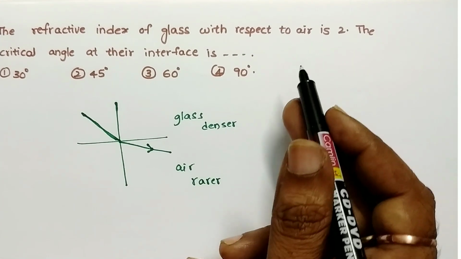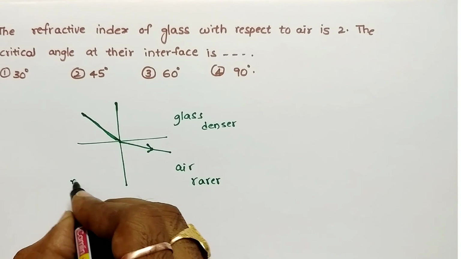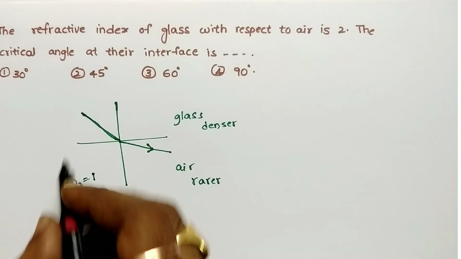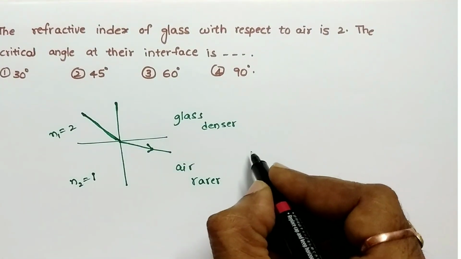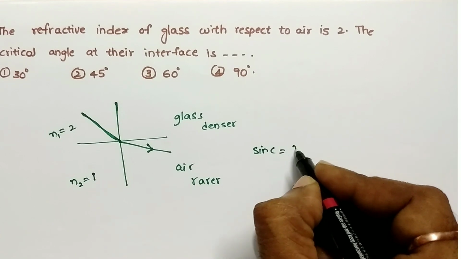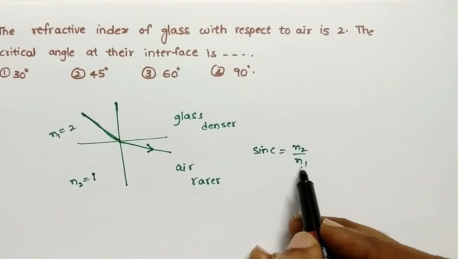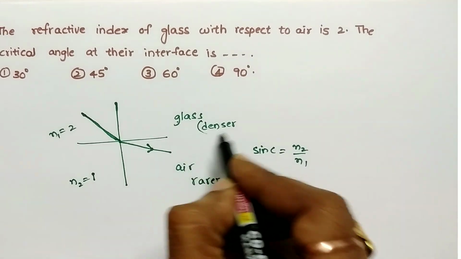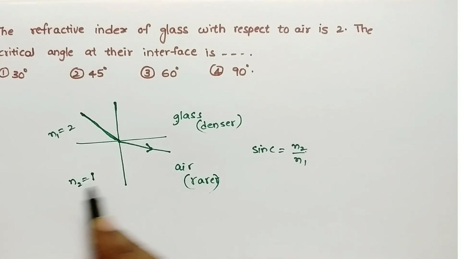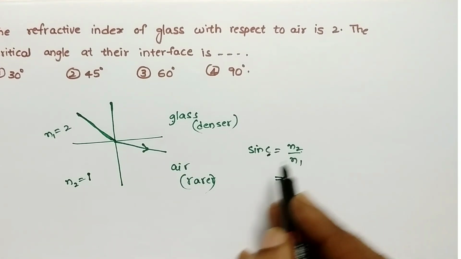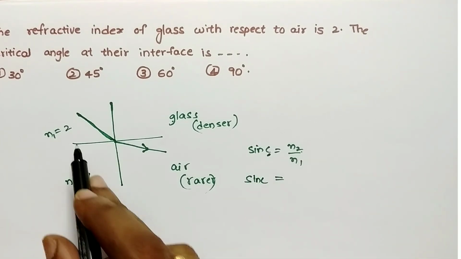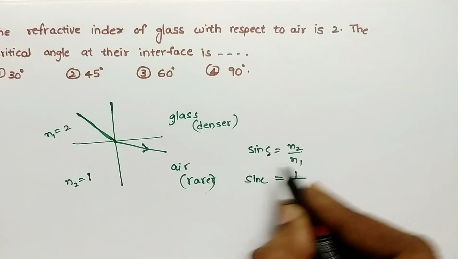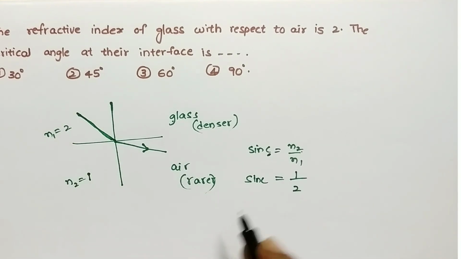Here it is given that, we know that the refractive index of air is 1 and the refractive index of glass is given as 2. So we have the formula: sin C is equal to N2 by N1, where N1 is the refractive index of the denser medium, N2 is the refractive index of the rarer medium, and C is the critical angle. We have to find the critical angle. That means sin C is equal to N2, which is 1, divided by N1, which is 2. Sin C is equal to 1 by 2.